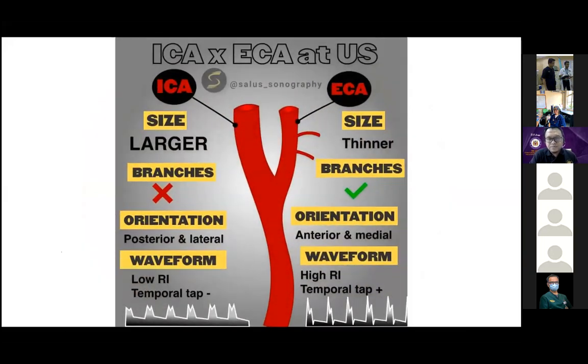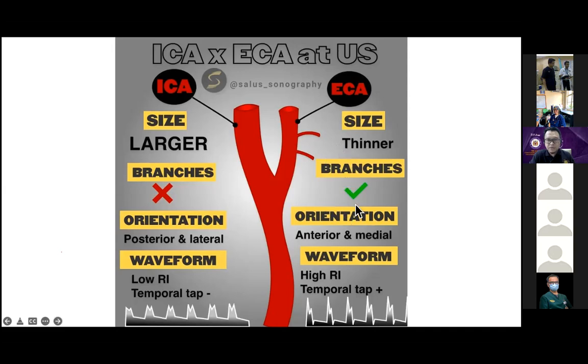Okay, so one of the biggest challenges people struggle with is identifying the internal carotid artery as well as the external carotid artery. Quite some people found this very difficult, but there are a few ways to differentiate them. Number one is the size. Most of the time, the ICA is much bigger compared to the ECA, which is thinner, and the ICA has no branches compared to the ECA, which has, for example, the lingual artery.